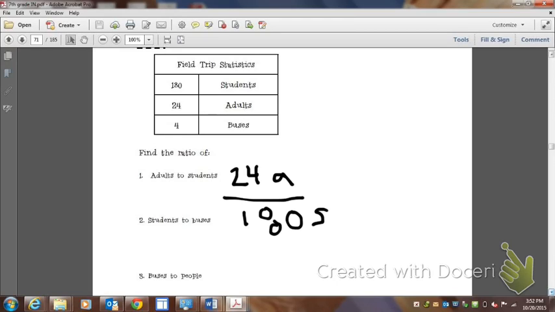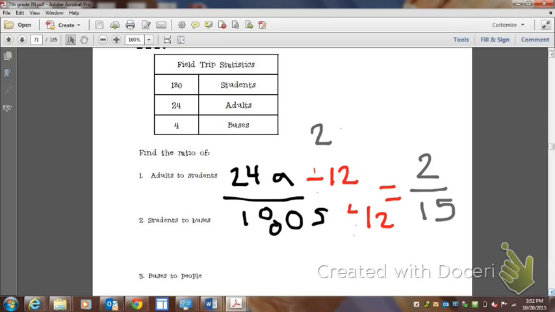Okay? And of course I want to always reduce my fraction, so I can divide both top and bottom by 12, which gives me 2 over 15. So I can write the ratio as 2 to 15. 2 adults to 15 students.